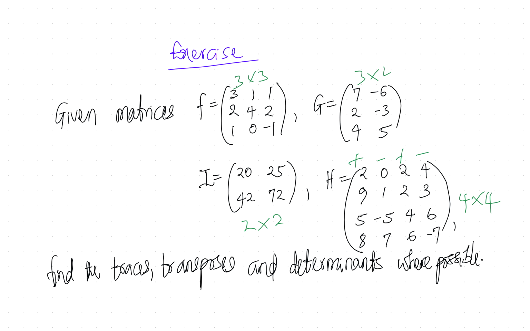So given all these matrices F, G, I, and H, you are required to find the traces, the transposes, and determinants where possible. You already know that traces and determinants can only be found for square matrices, but then you can find the transpose of every kind of matrix. So right there, you have which ones whose traces and determinants you can find, and of course, all of them you can find the transposes.